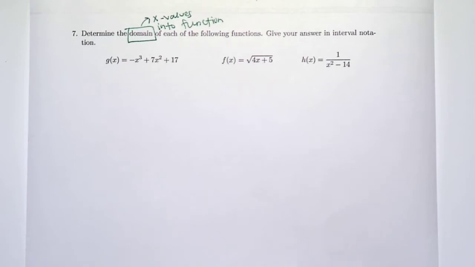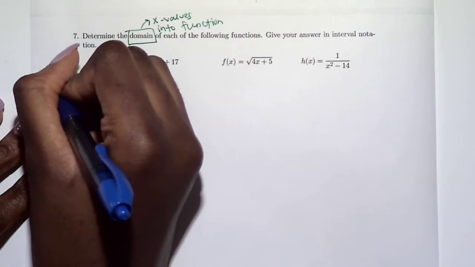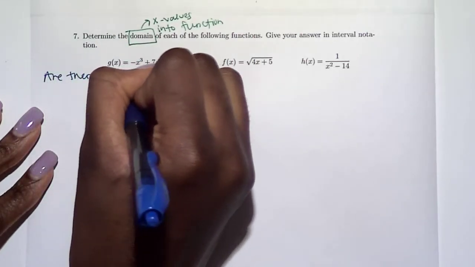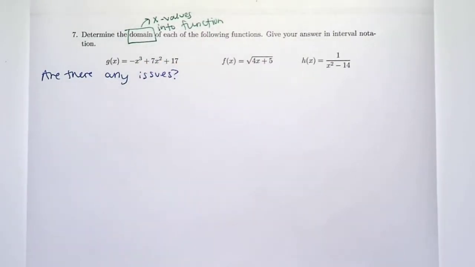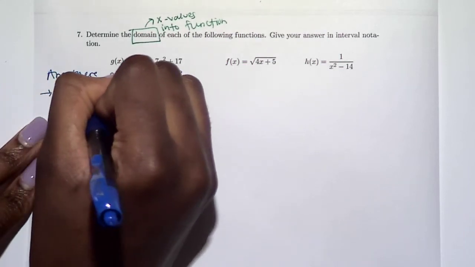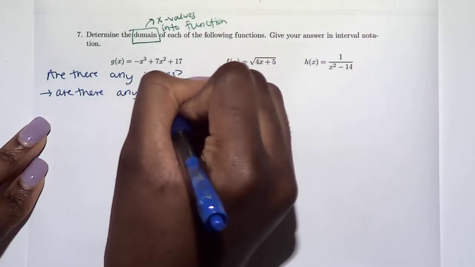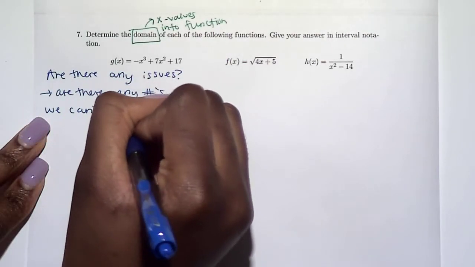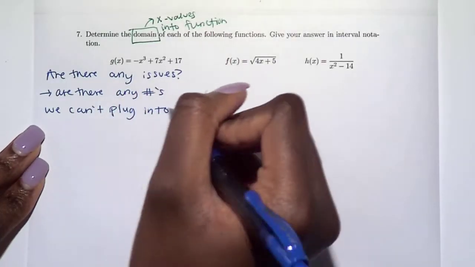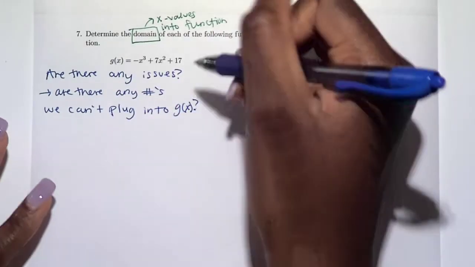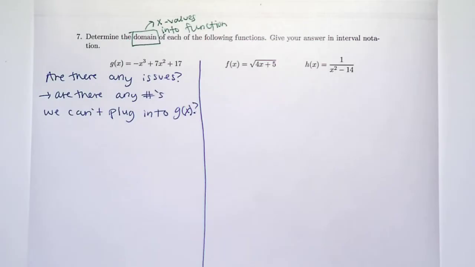So let's look at the first one. All right, so g of x is negative x to the third plus 7x squared plus 17. So the first thing that we should always ask with these problems is, are there any issues here? And so, what I mean by issues is, are there any numbers that we can't plug into this function? Maybe I should draw some lines here. So are there any numbers we can't plug in?